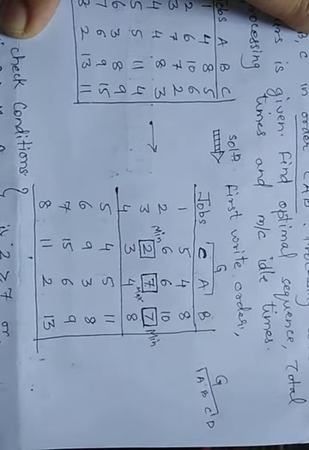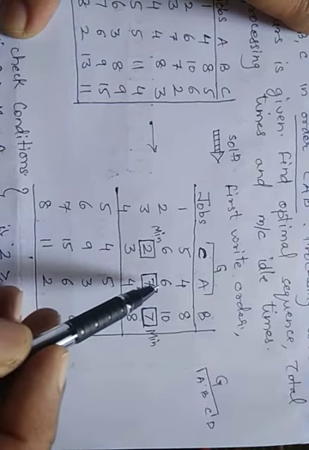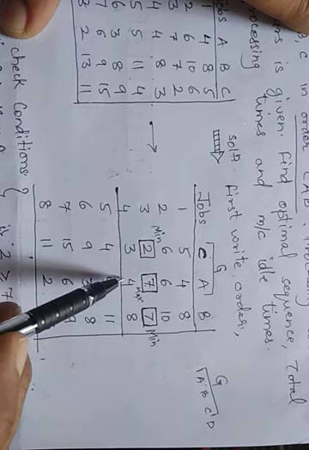So here I write machine G. Means 5 plus 4, 9. 6 plus 6, 12. 3 plus 4, 7. Like this you have to write. For machine G you have to write such timings.